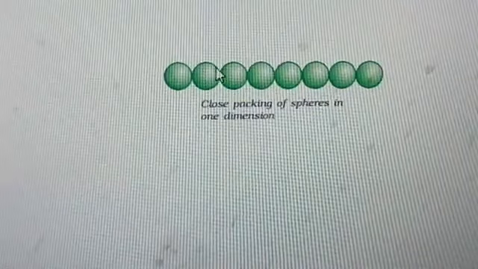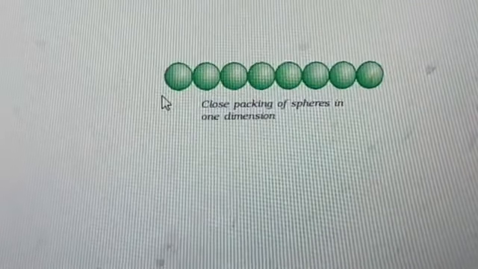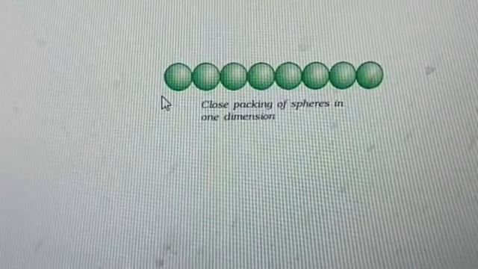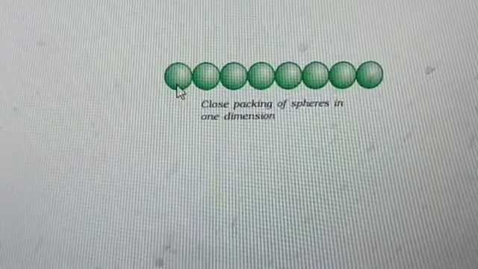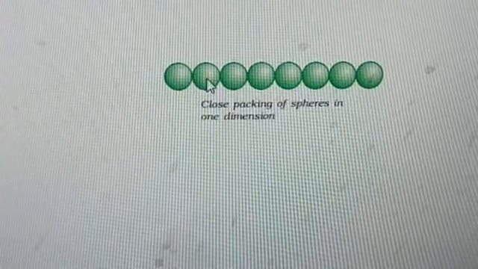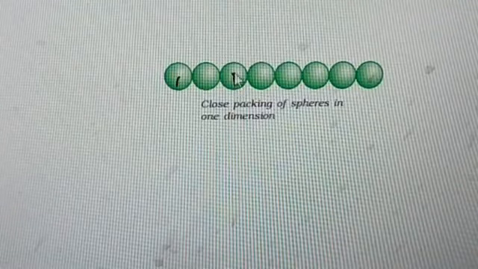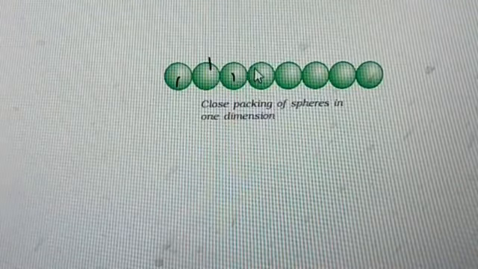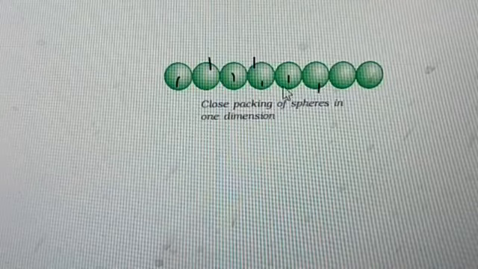This is the arrangement of particles in 1 dimension. In this arrangement, each sphere is in contact with 2 of its neighbors. See now, for example, if I take this sphere, it is in contact with this sphere and with this sphere. If I take this one, it is in contact with this sphere and with this sphere. If I take this sphere, it is in contact with this sphere as well as with this sphere.